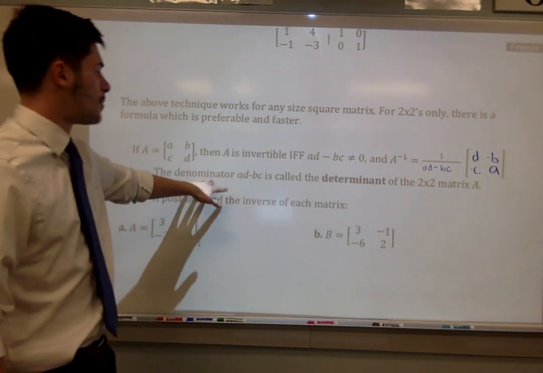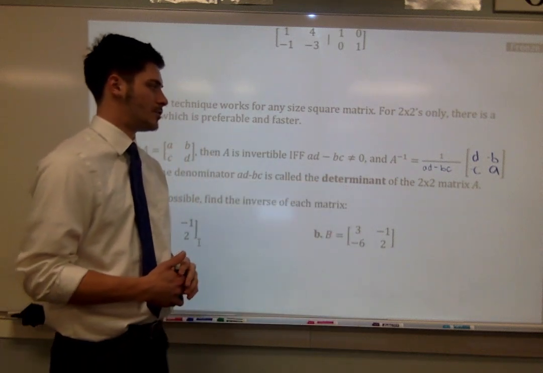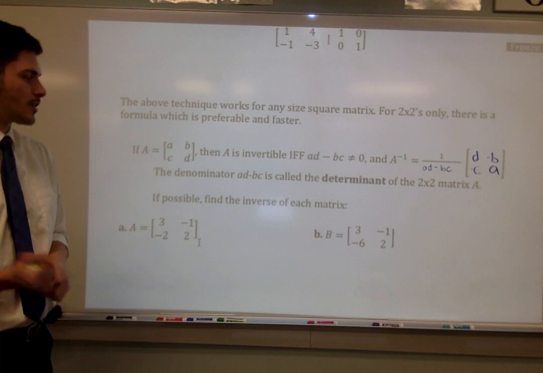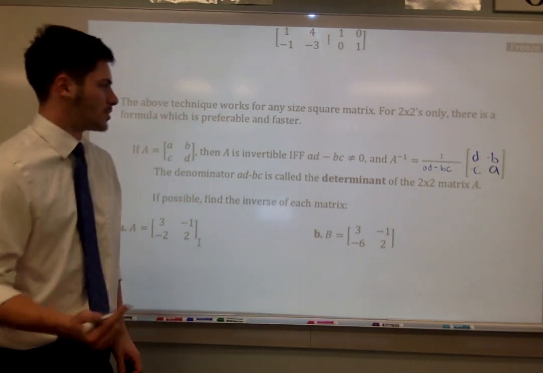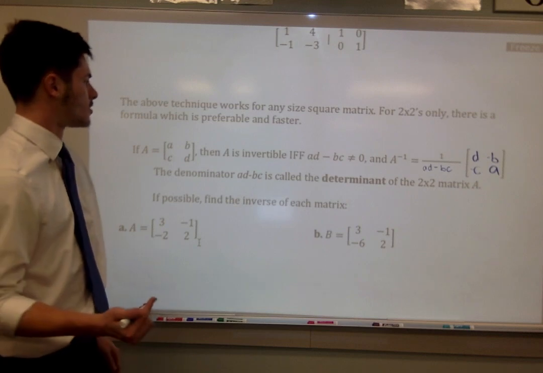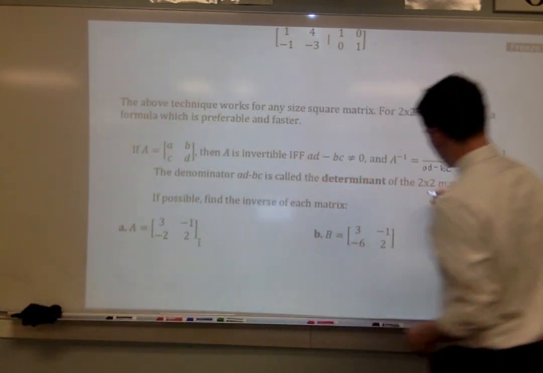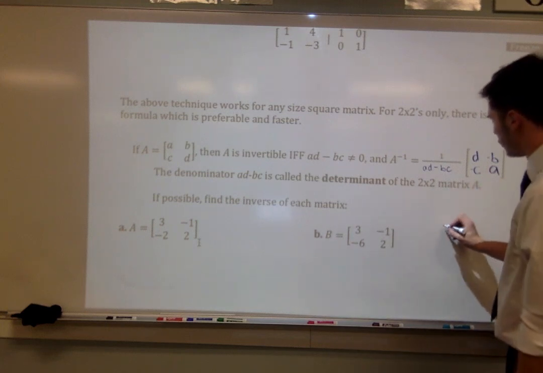So the denominator AD minus BC is called the determinant of the 2 by 2 matrix A. So if possible, we'll find the inverse of each matrix. I will go with this one down here. I'm going to start this one off. So first thing we're going to do is find, or we can do here, we'll rewrite the matrix just so we have an example.